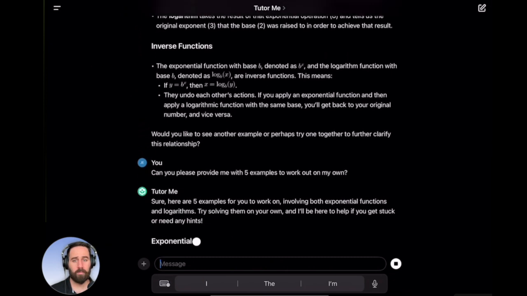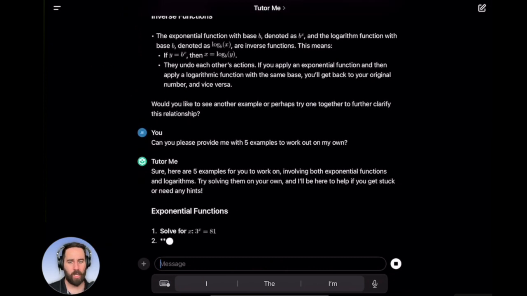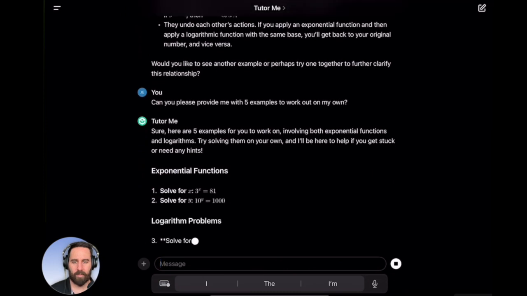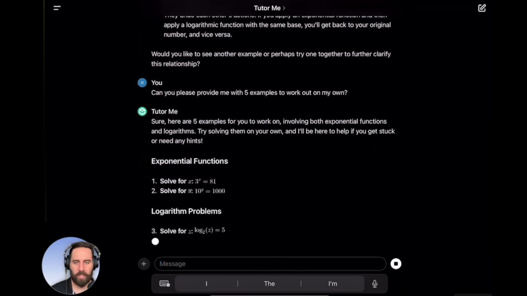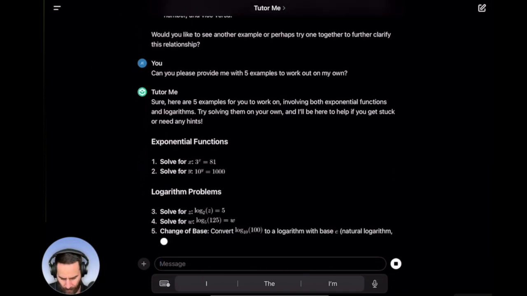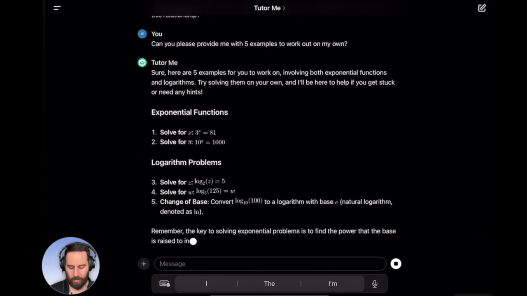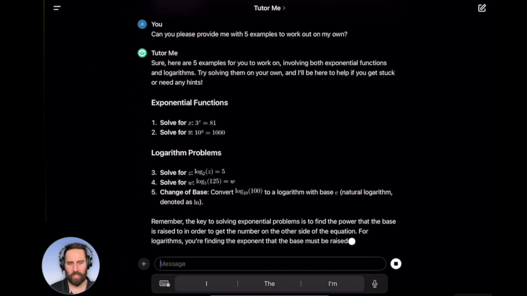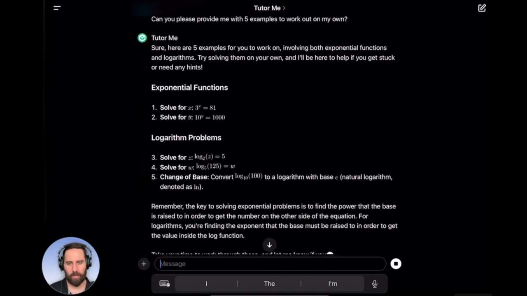You prompt it, can you please provide me with 5 examples to work out on my own? And it does. Exponential functions, solve for x. Logarithmic, solve for z, solve for w, and it just keeps going and going from there. Remember, the key to solving an exponential function is to find the power that the base is raised to.